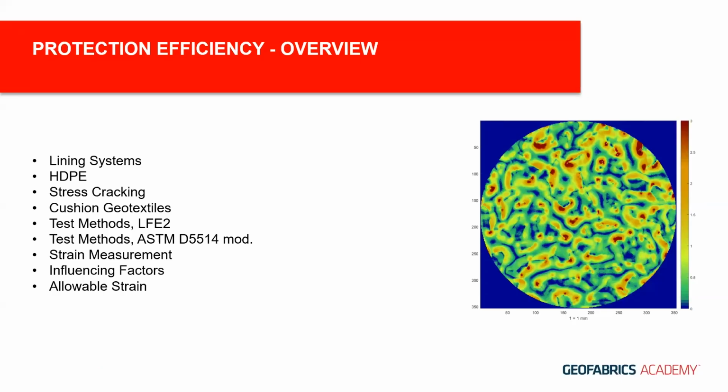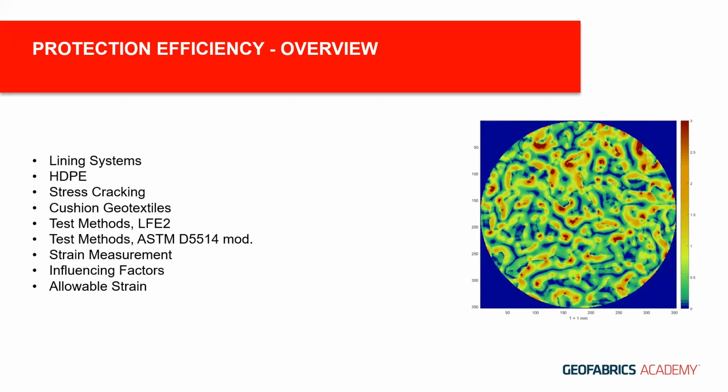A general overview of this session is given in the current slide, and we will start by briefly looking at a lining system in the waste and containment sector and the various elements within that system. It is typically a HDPE liner that we focus on in the system when we perform protection efficiency tests and limiting strain on this part of the system to ensure its long-term barrier function. Stress cracking, it's the Achilles heel of HDPE and the reason why we want to limit strain on these types of geomembranes. And we can limit strain by introducing a cushion geotextile into the system.